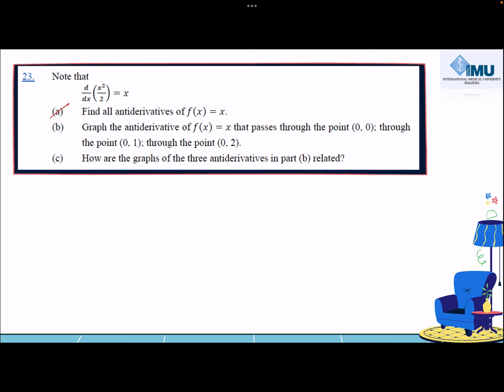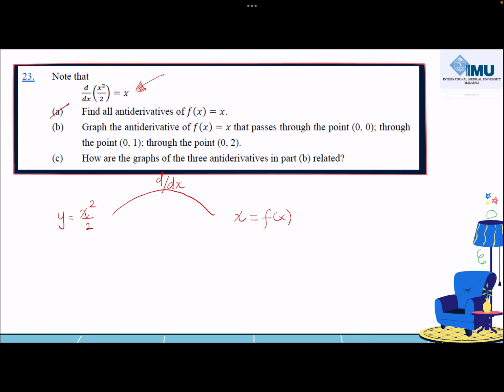Now, let's try to look into this information. Originally, you have x squared over 2. However, when you perform a differentiation, which is d over dx, you will obtain x as a result. This x is denoted as your f(x). It's basically the derivative of your x squared over 2. Let's put this as y so that you do not confuse.